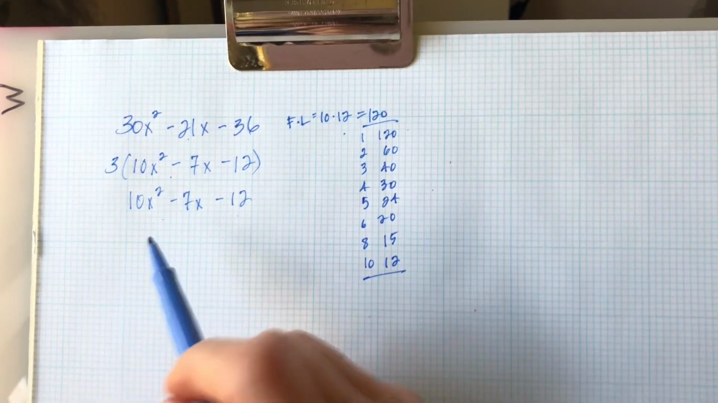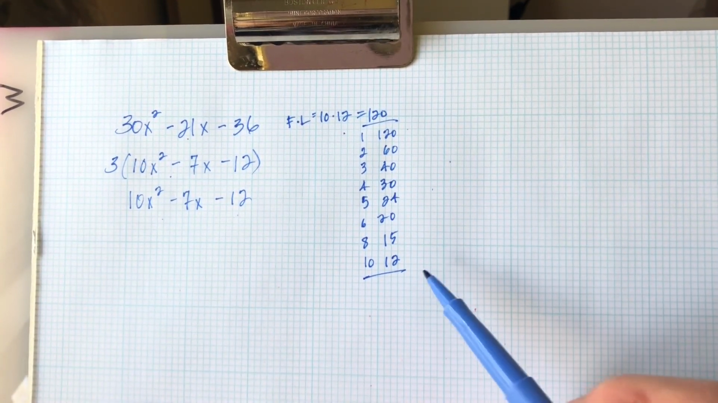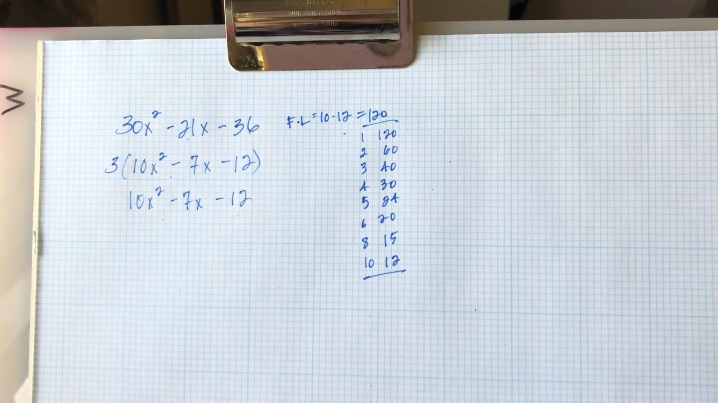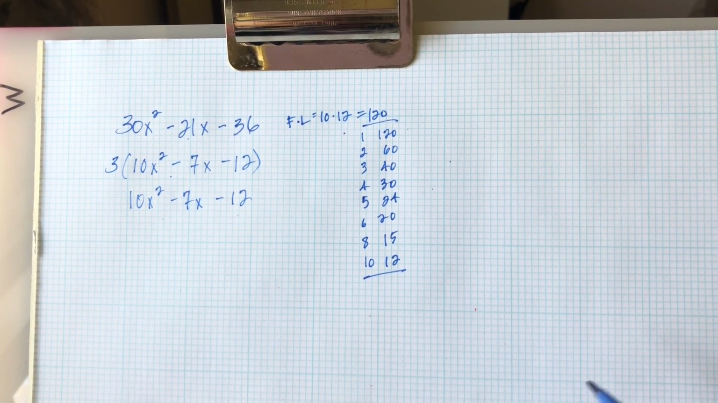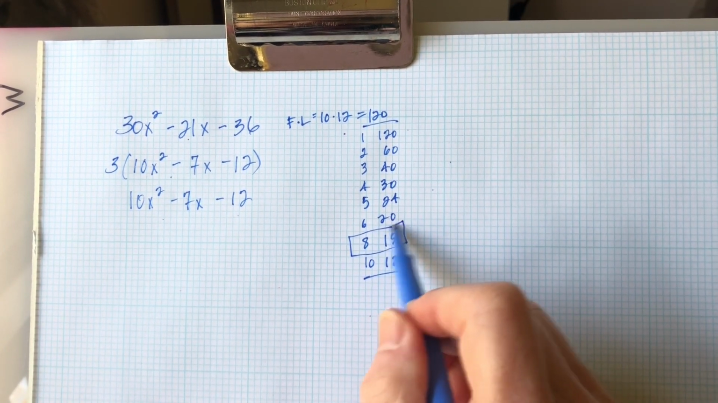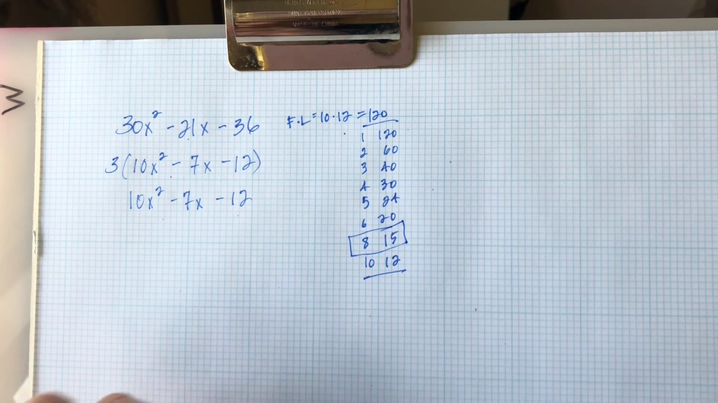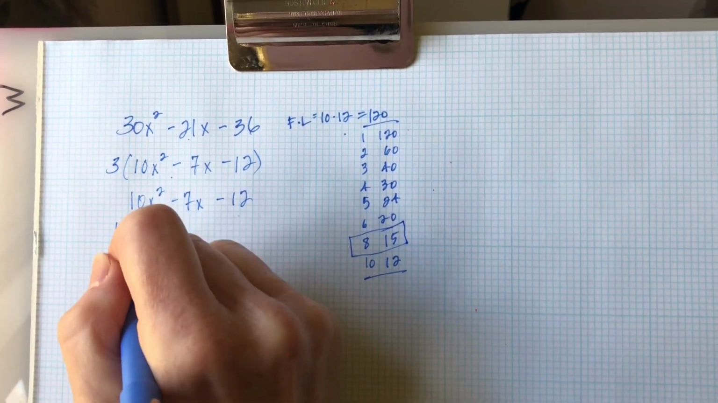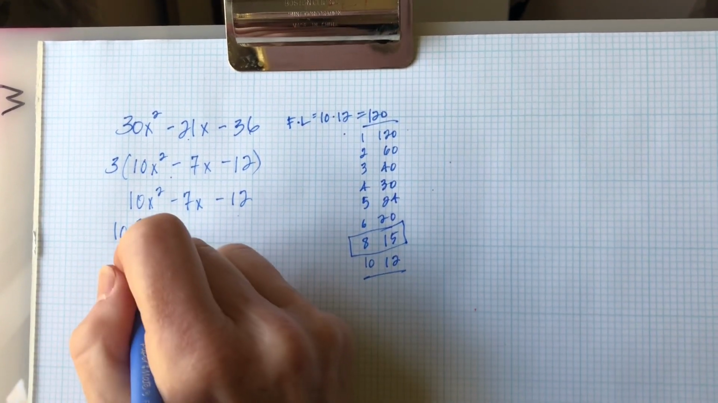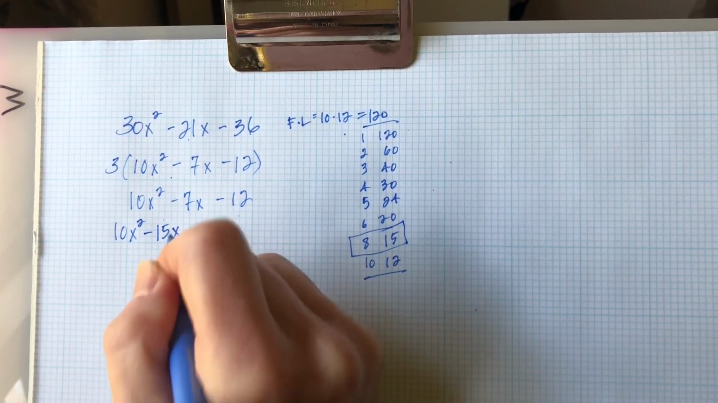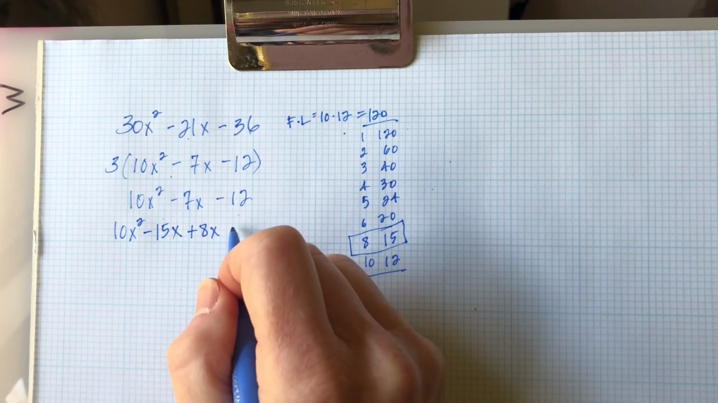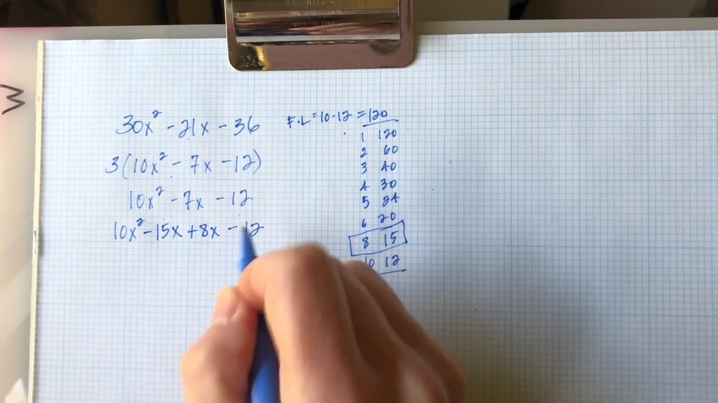And as always, we're looking for a pair of factors that has a sum or difference of this middle term. So what do we have here that has a sum or difference of 7? That'll be the 8 and the 15. Again, we will break up that middle term. So we have 10x squared. And this, the 15 will have to be negative. So negative 15x, and then plus 8x, and then minus 12.